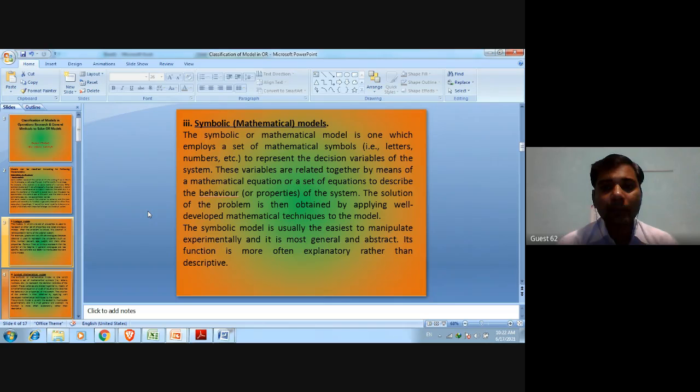The symbolic or mathematical model is one which employs a set of mathematical symbols, that is letters, numbers, etc., to represent the decision variables of the system. These variables are related together by means of a mathematical equation or set of equations to describe the behavior or properties of the system. The solution of the problem is then obtained by applying well-developed mathematical techniques to the model. The symbolic model is usually the easiest to manipulate experimentally, and it is most general and abstract. Its function is more often explanatory rather than descriptive.